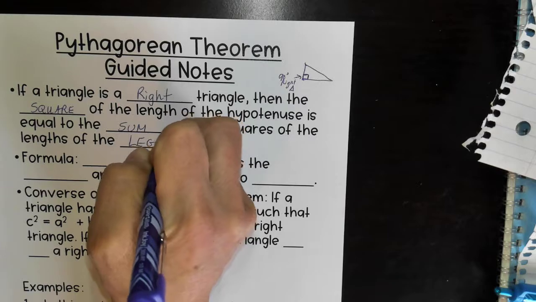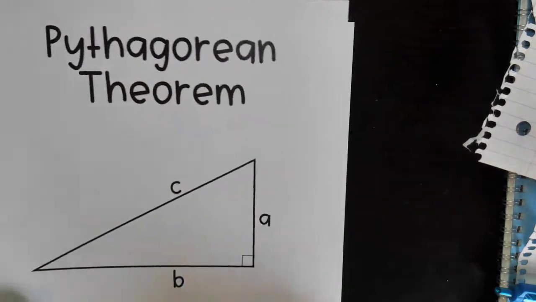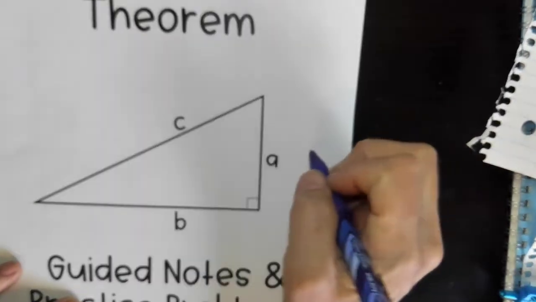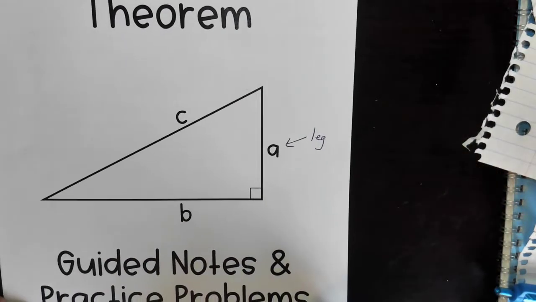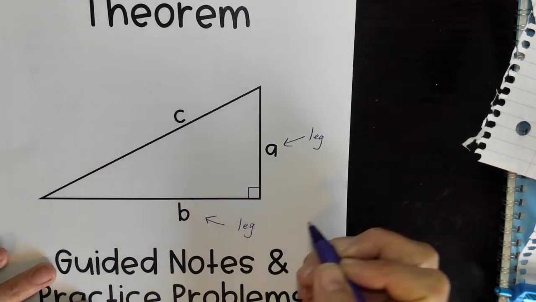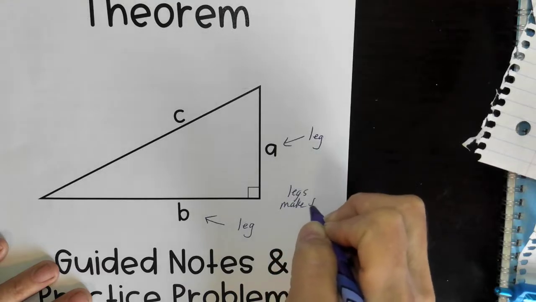Okay, I'm going to go back to the first page, the printed out page, and do some labeling that I think might help. So if you look here, you'll see that our triangle has an A, B, and a C. A is considered a leg. It's one of the two shortest sides of the triangle. B is also considered a leg, and the legs make the right angle.